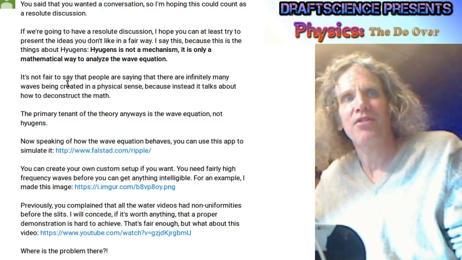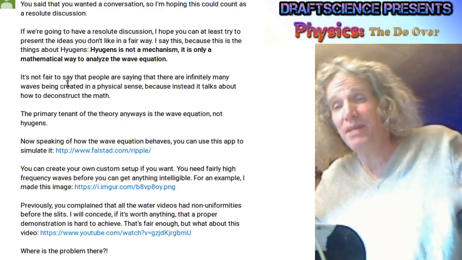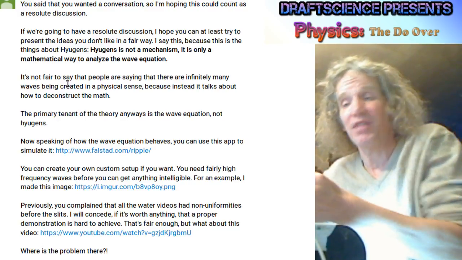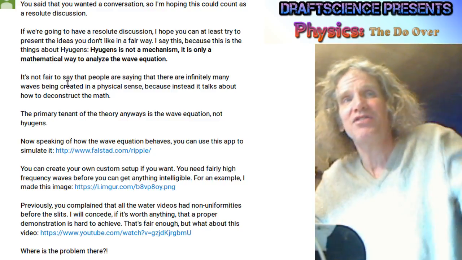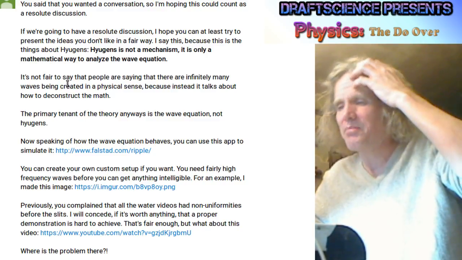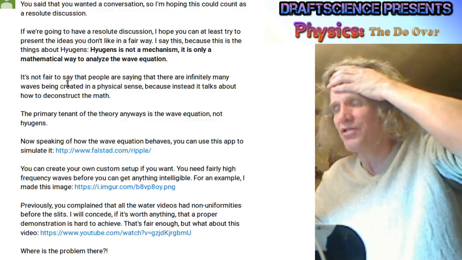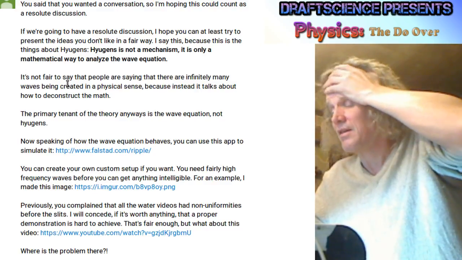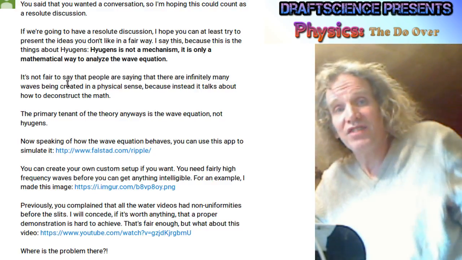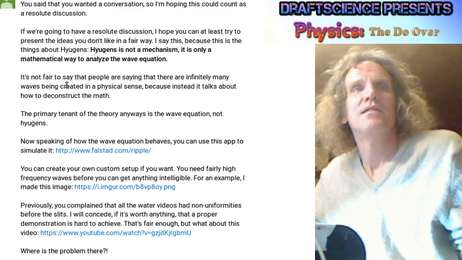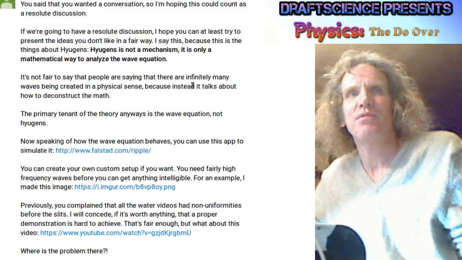So to say it's mathematical is just nonsense. It's pre-math. It's a premise for a variable. It's a defined cause. I mean, this is like saying Einstein doesn't mean that he thinks space contracts or that he thinks space is warped. Of course he does. Okay, it is not fair to say that people are saying that there are infinitely many waves being created in a physical sense.